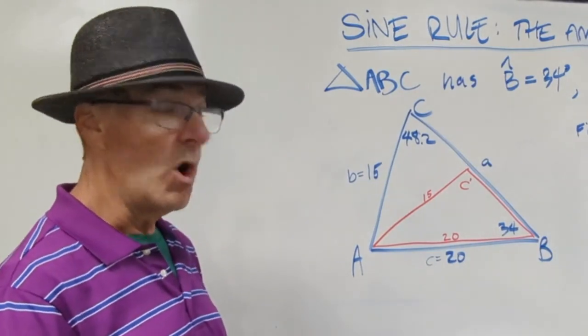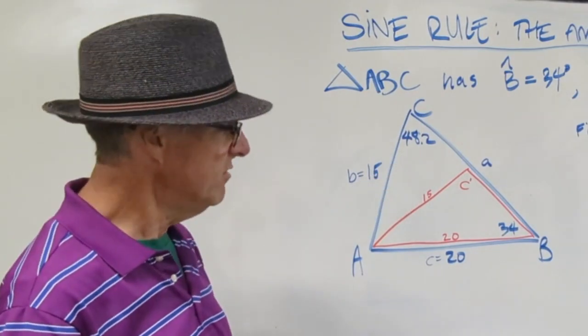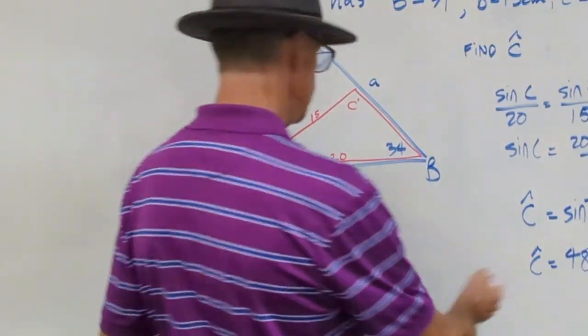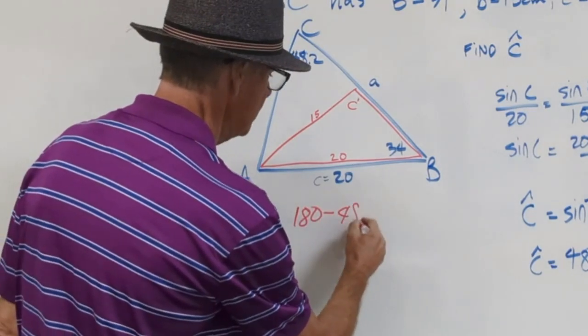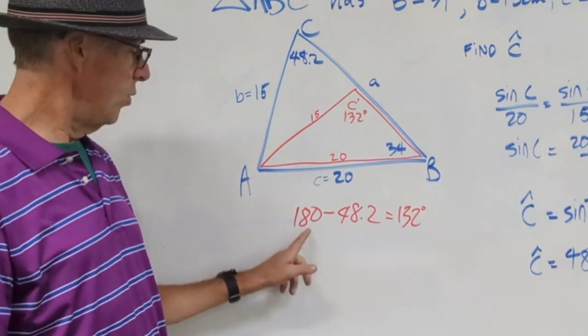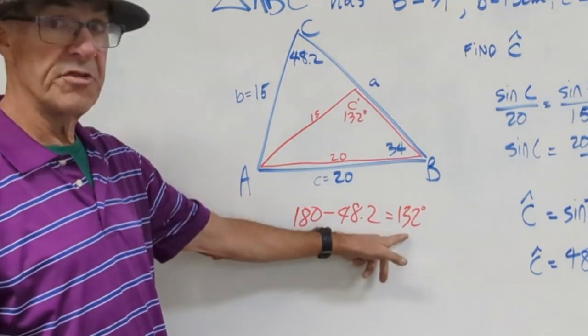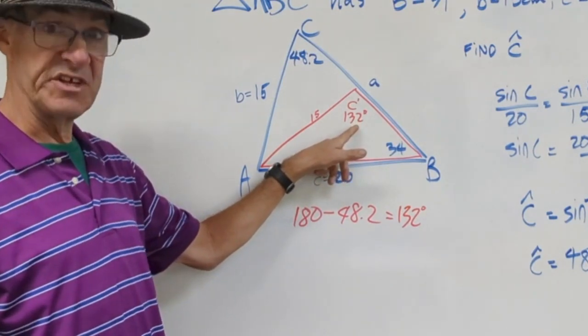Now the trick here, it's pretty straightforward. It's just gonna be 180 minus this number here. So check this out. All I gotta do is 180 minus 48.2. So go ahead and finish that calculation. So 180 minus 48.2 gives me 132 to 3 sig figs. So that is the other angle C.